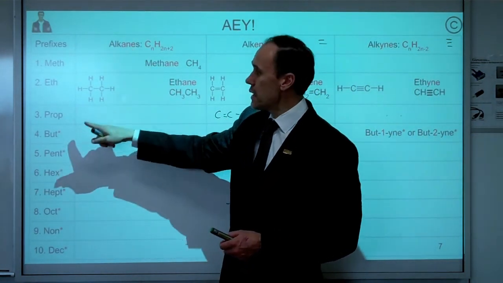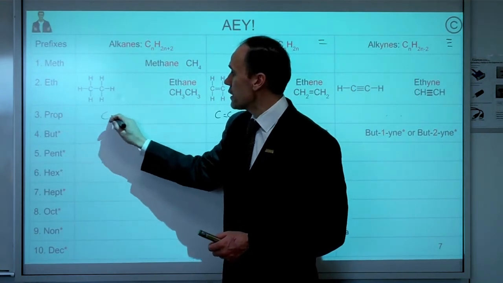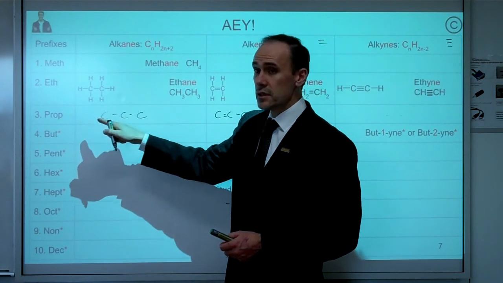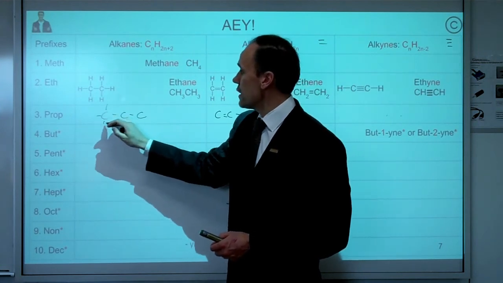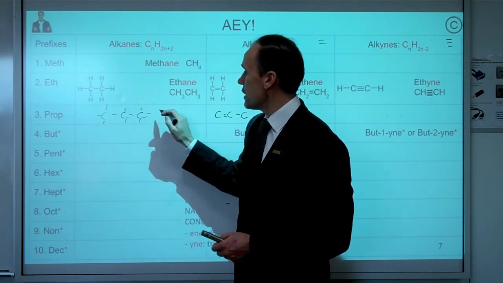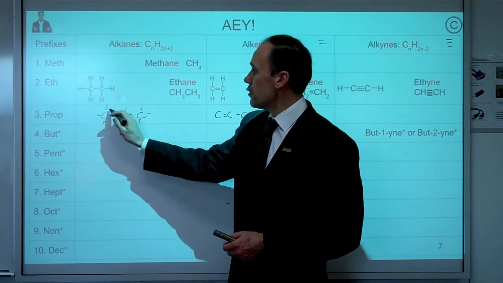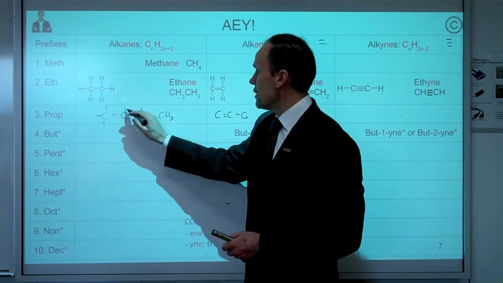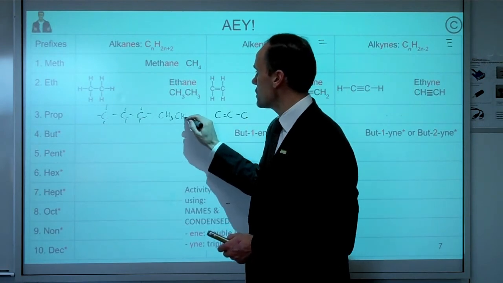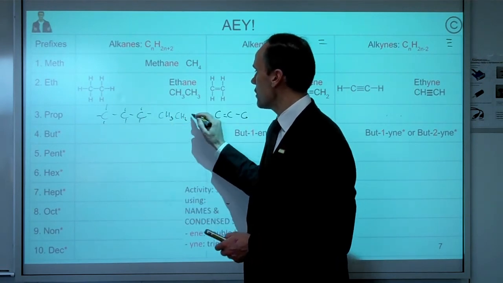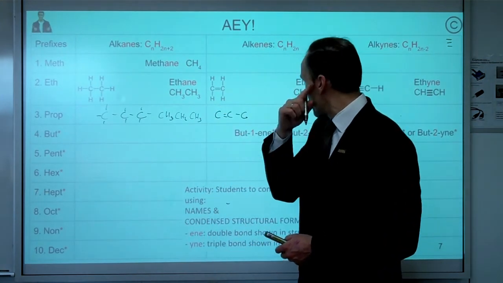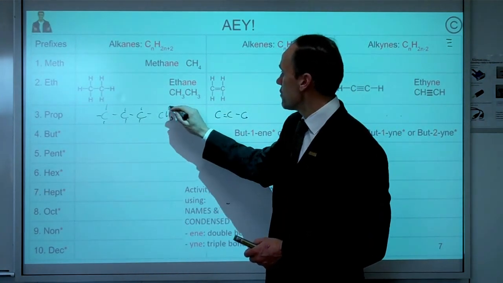Propane. Prop means three carbons. It only has single bonds, and we then fill in our hydrogens around it, and then we read that off. Carbon with 3 hydrogens is CH3. Carbon with 2 hydrogens, CH2. Carbon with 3 hydrogens, CH3. And the name of that is propane.